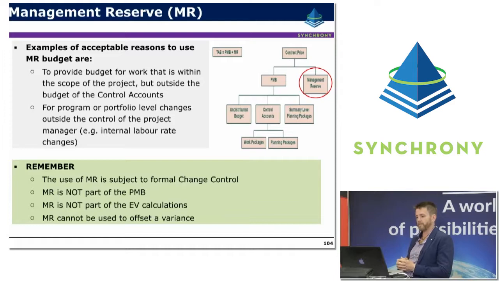by the project manager. Now, it's important to remember that the use of MR is subject to formal change control, so it should still sit under the change control process. It's not part of the performance measurement baseline. It's not part of earned value management calculations. And MR shouldn't just be used to offset variances. So if there's troubled areas on the project, it's not about buffering them up with a bit of MR or anything like that. There should be a really decent criteria about external problems that have come and have impacted the project that need to be allocated for.